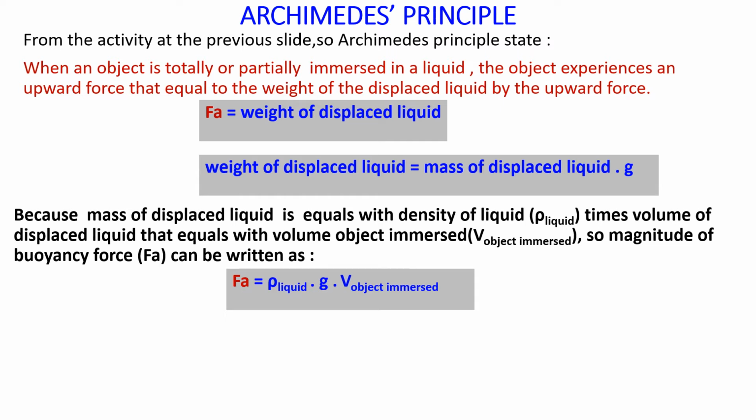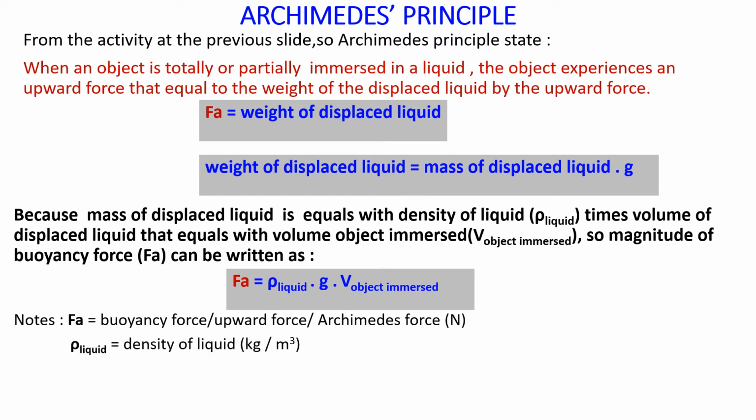times volume of object immersed. Notes: Fa, the buoyancy force or upward force or Archimedes force, has unit Newton; density of liquid has unit kilogram per meter cubed; volume of object immersed has unit meter cubed; and g, acceleration of gravity, has unit meter per second squared.